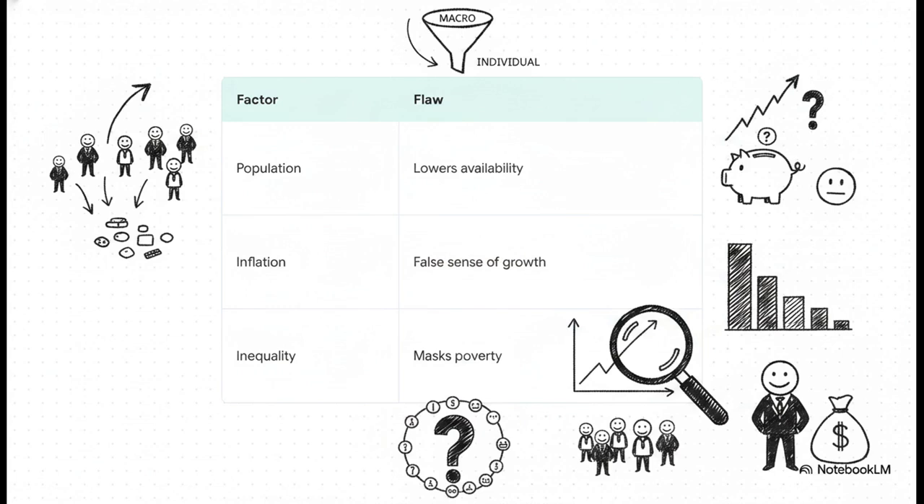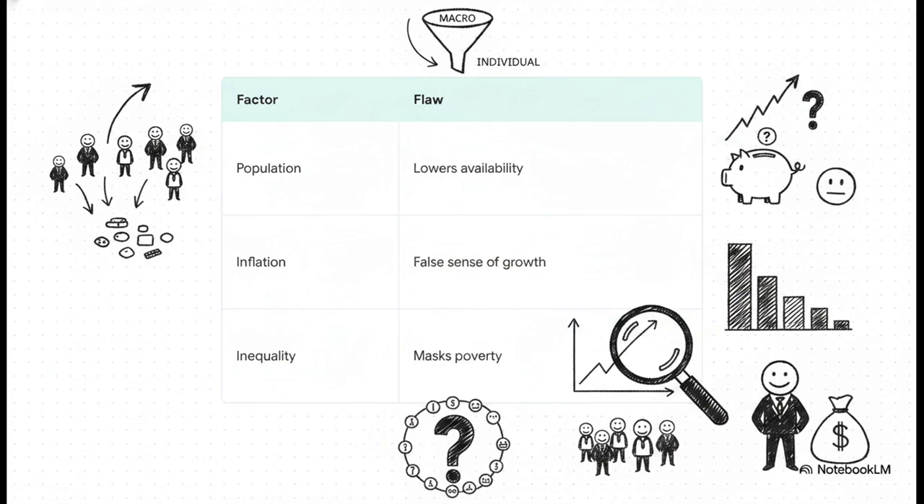Lastly, and perhaps most importantly, income distribution. An average completely ignores inequality. A nation could have a soaring per capita income driven entirely by a massive surge in wealth for the top 1%, mathematically masking widespread poverty among the vast majority of individuals.